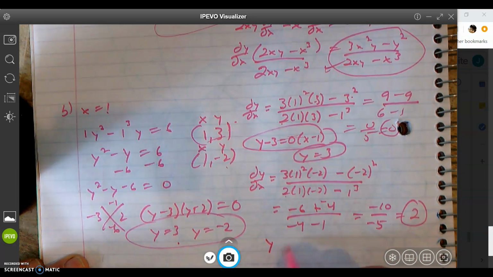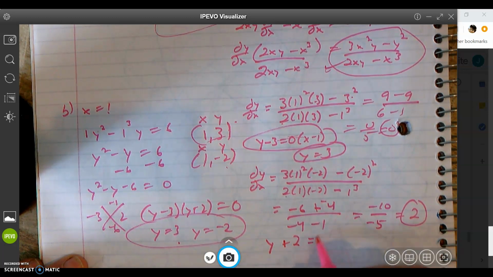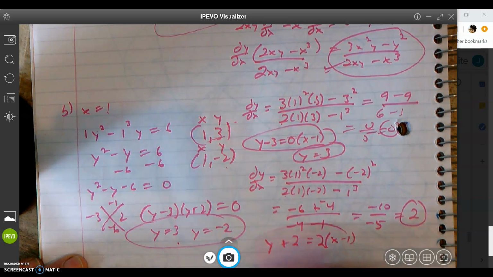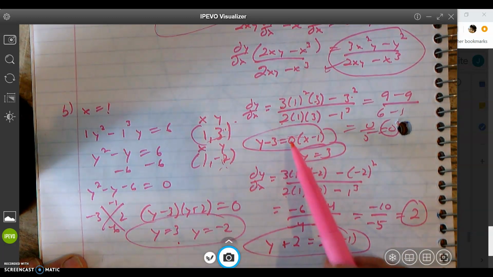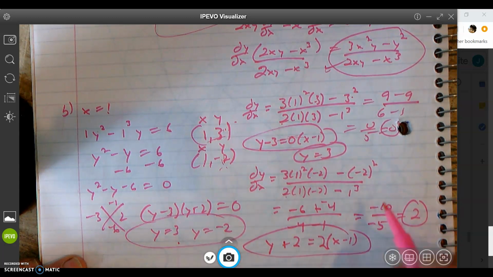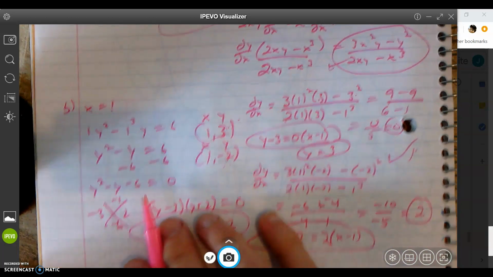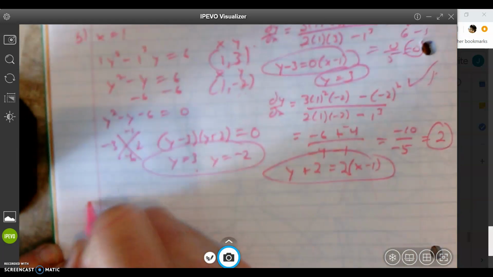So we got y plus 2, here's my tangent line, equals 2, my slope, times the quantity x minus 1. Boom. There we go. So here's my 2 points where x equals 1. Here are my 2 tangent lines. Boom, give me my points. Check plus for Mr. Irish. There we go. Let's go to C.